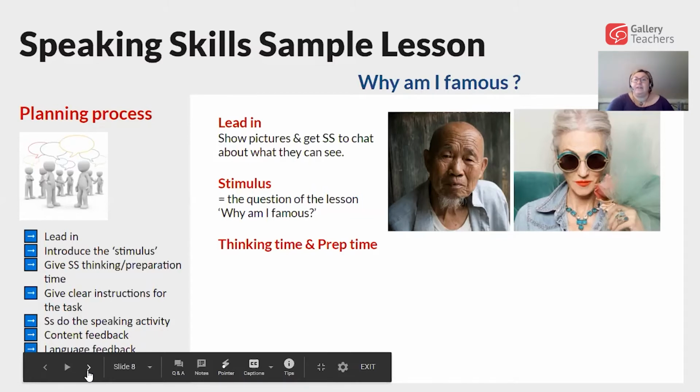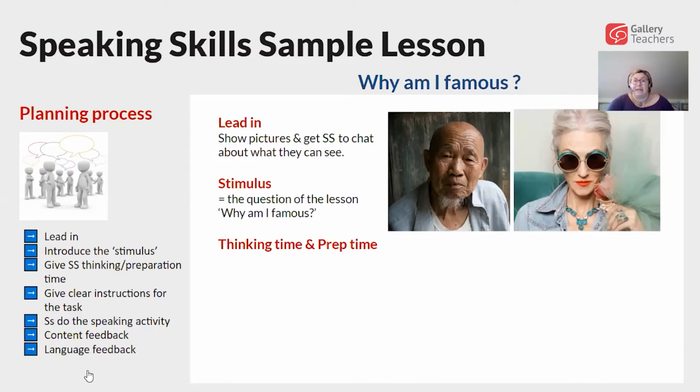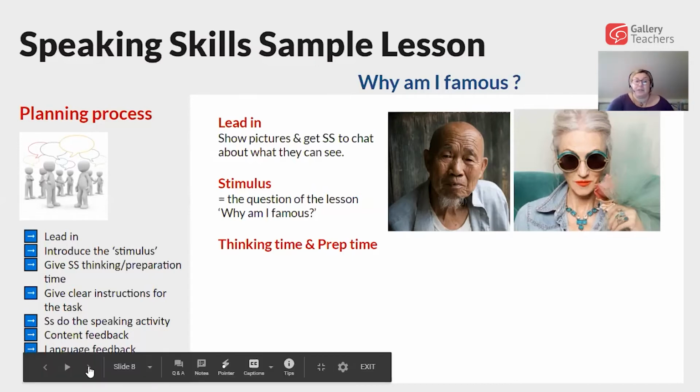So the next most important part of a speaking skills lesson is that you really want to make sure that you're giving your students adequate preparation time, and that might also mean building in some thinking time. So you know your learners best, and you can maybe make a decision about whether or not this is best done alone, or whether it's best done together as a class, as a brainstorming activity.